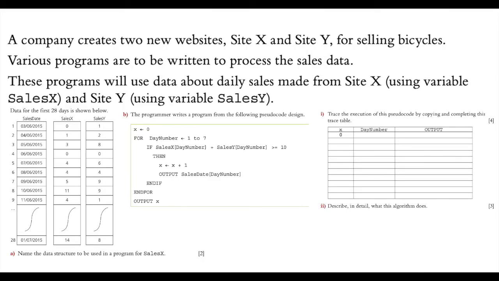This question is in multiple parts. So first you will need to think of data structures, then look at the pseudocode, and then do a dry run through that particular pseudocode, and finally describe what the algorithm is actually going to do. And this can be done by simply reviewing the pseudocode and looking at the results of the trace table.